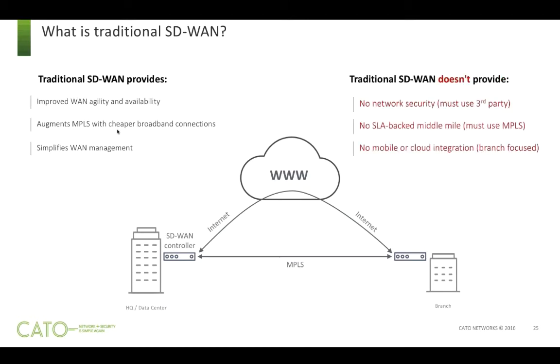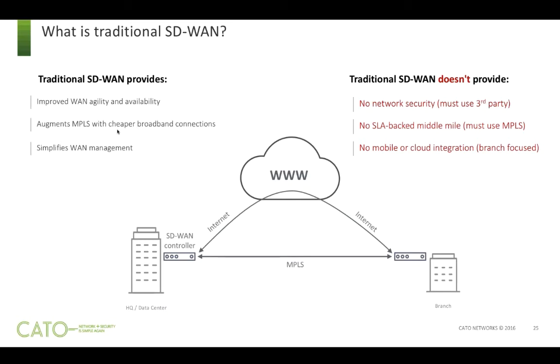What traditional SD-WAN does not provide is built-in network security. In other SD-WAN solutions today, you need to use a third-party solution in order to provide direct internet access from those sites, or you need to somehow go to a kind of virtual DMZ somewhere and protect it over there with another third-party solution.